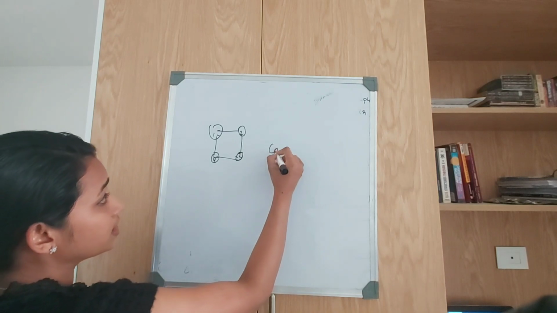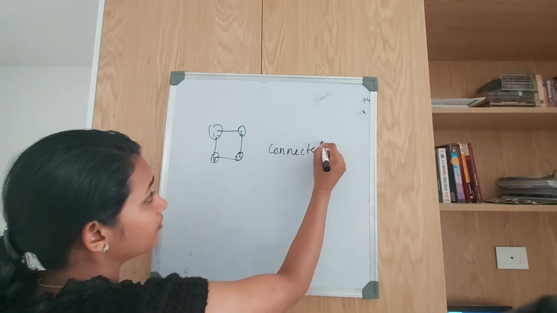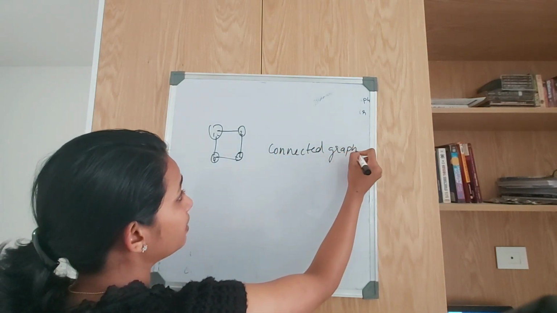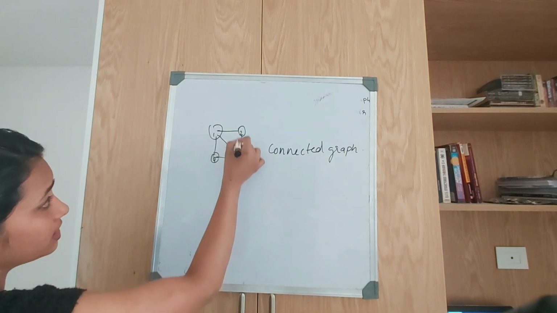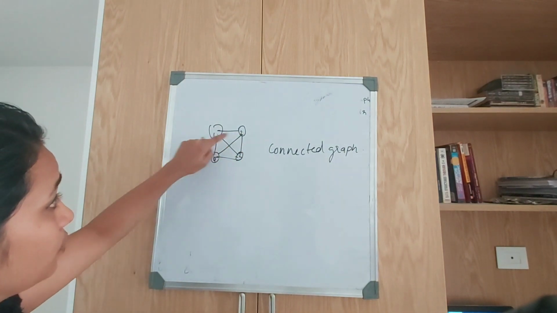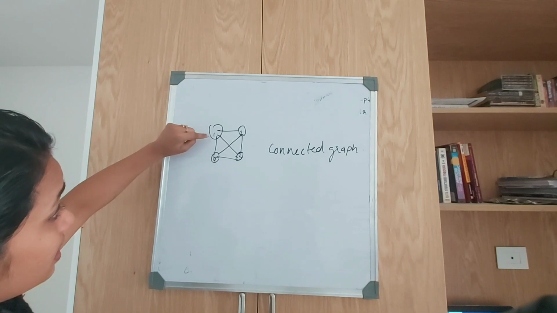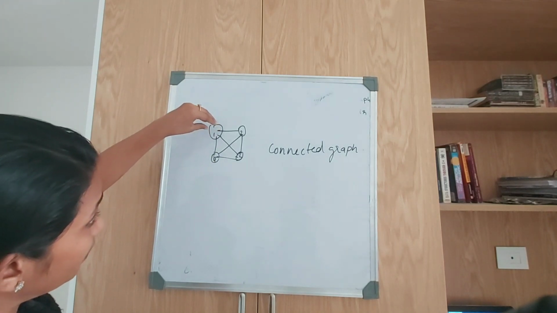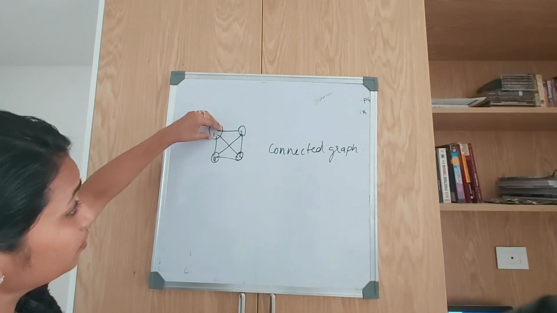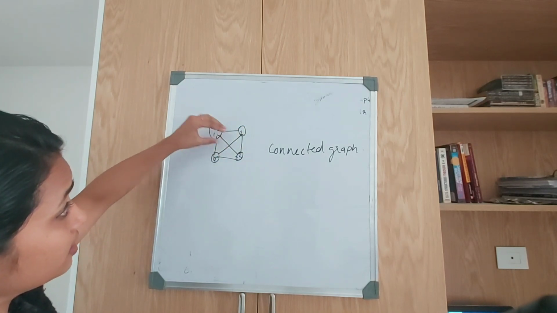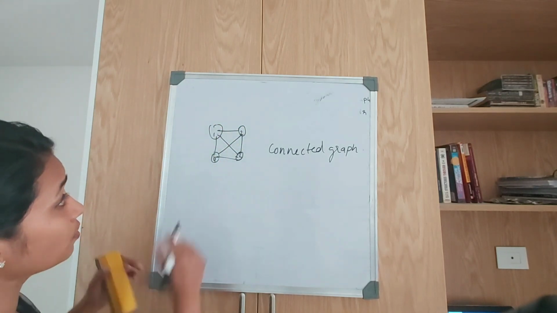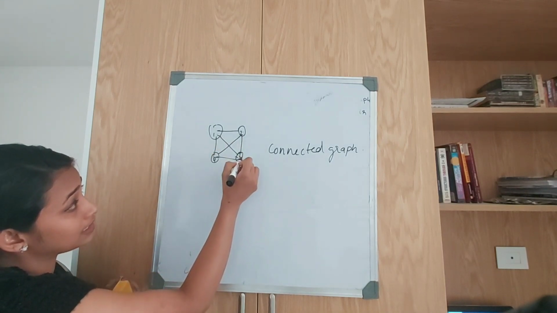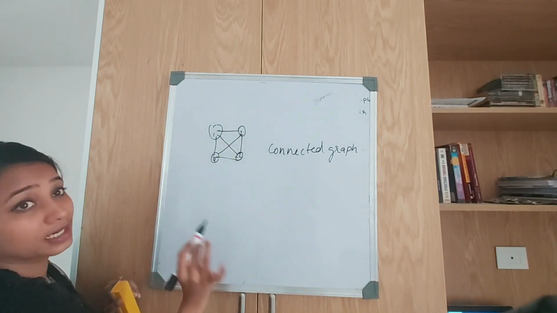Now what is a connected graph? A connected graph is a graph in which every vertex is connected to each other. So now from 1 to 2 there is a connection, 1 to 3 there is a connection. From wherever you're pointing, from that particular vertex you have to be able to reach the other vertices. So from 1 you can reach 2, from 1 you can reach 3. So everywhere it is connected.